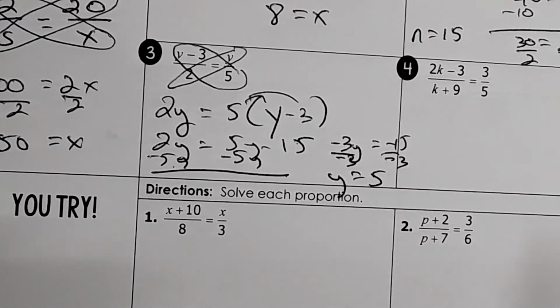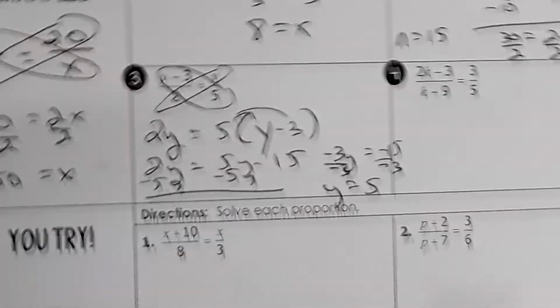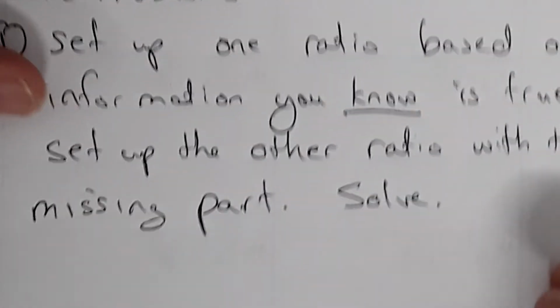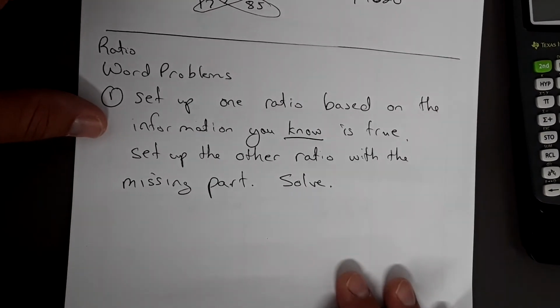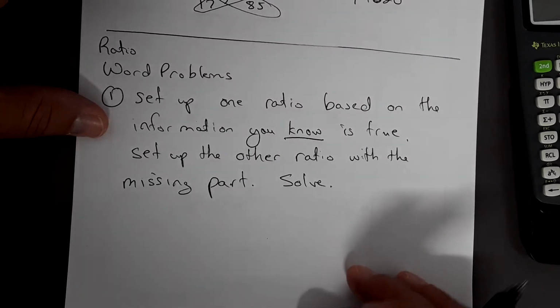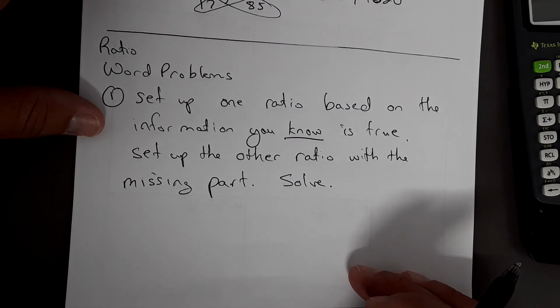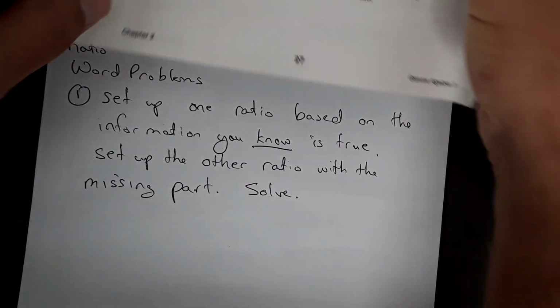Okay, so those are how to solve ratios, how to see if two ratios are equivalent, and also how to solve a proportion. Now, one thing I wanted to touch base on is because you might see some word problems. If you see a word problem, then you're going to set up one ratio based on the information that you know is true. They're going to give you enough information for you to set up one of the fractions or one of the proportions. And then the other one, they're going to give you one of the numbers, and the other number is going to be missing. For example, this question here.